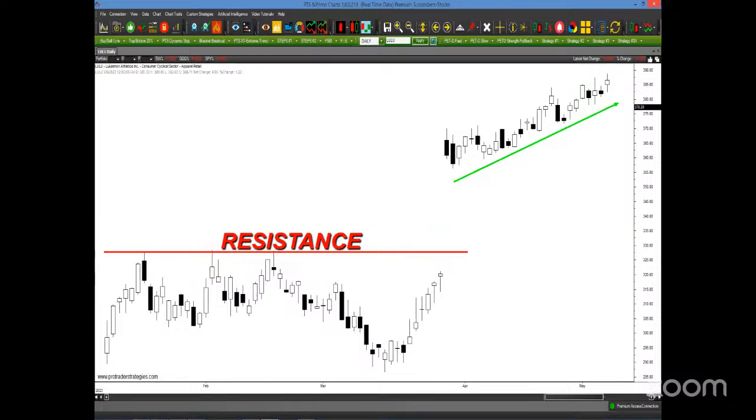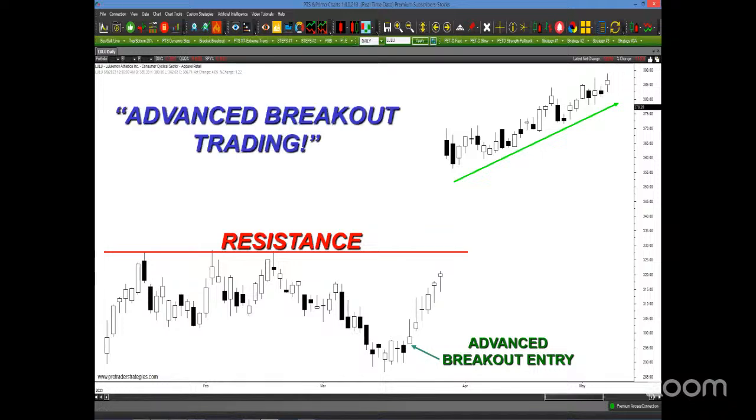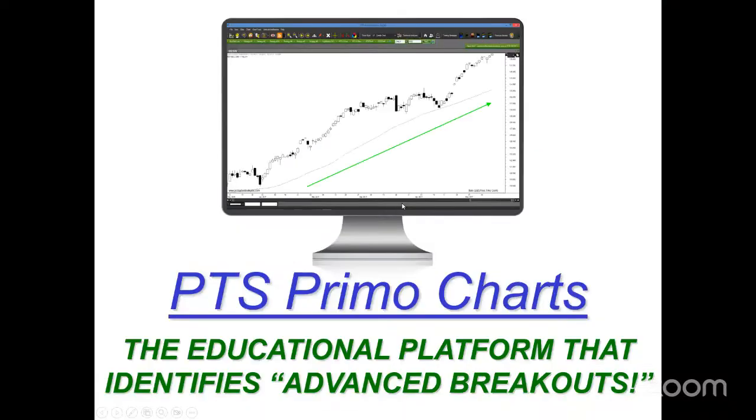Well, here's what I'm going to be sharing with you today. This is a non-traditional breakout method that wouldn't have waited for the traditional support or resistance type of breakout, but would have gotten you in right here towards the lows. And that's what we're going to be talking about today, in the first presentation of the new year, advanced breakout trading. We do this by using a very special proprietary indicator. You'll only be able to have access to this indicator on our platform, the PTS Primo Charting platform, which identifies these advanced breakouts in advance for you.